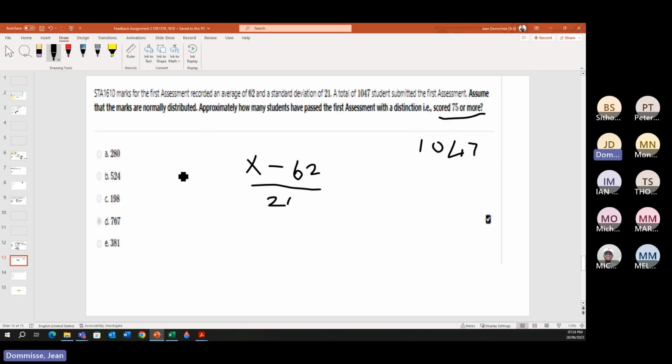Okay, so this is a bit different. Approximately how many students scored 75 or more? Okay, so we go for that score, 75 or more. So 75 minus 62 is 13. 13 divided by 21 is 0.7.